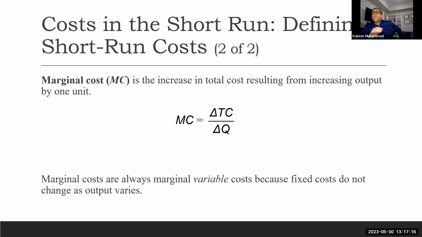And how do we calculate it? Change in total cost divided by change in output, like how much we're producing. By this way, we can get the value for marginal cost. So marginal costs are always marginal variable costs, because fixed costs do not change as output varies.